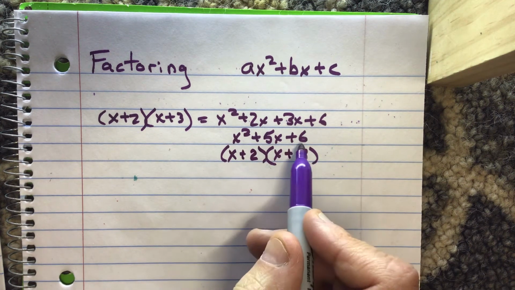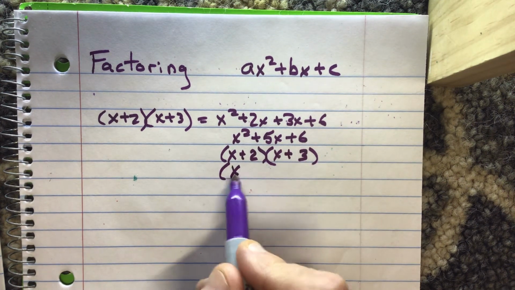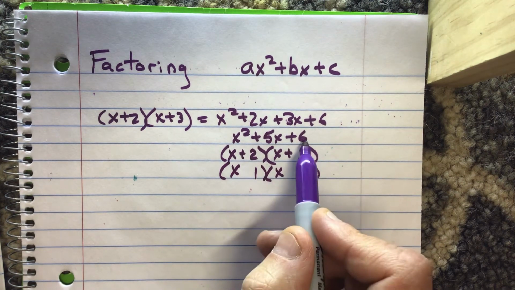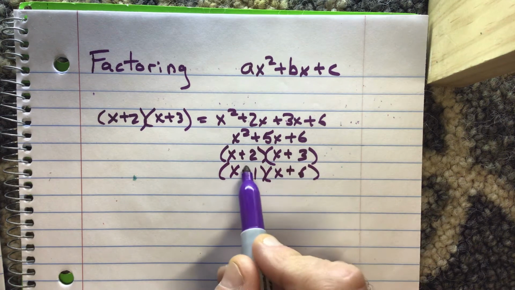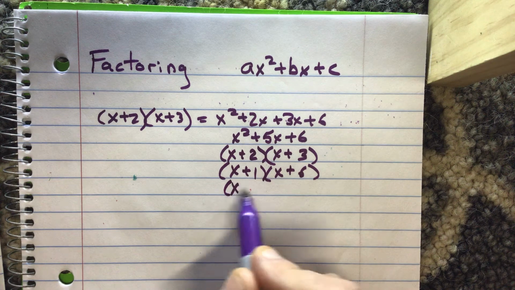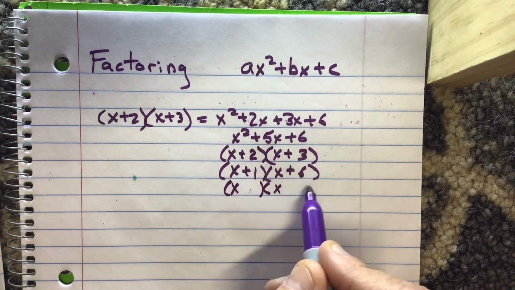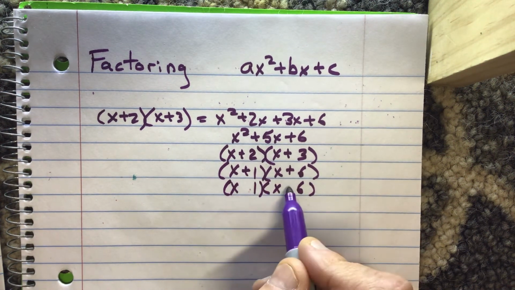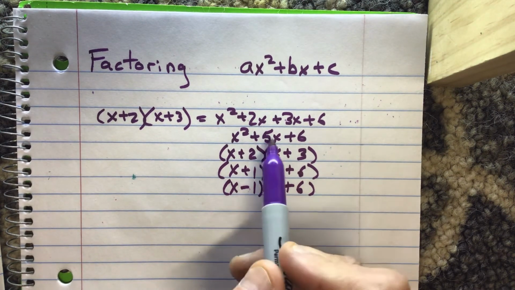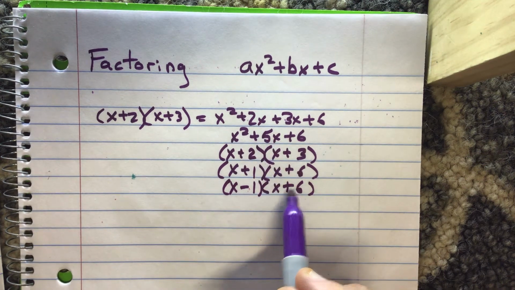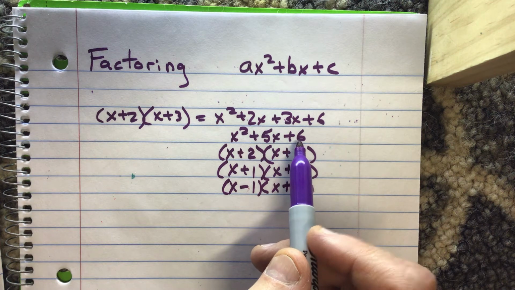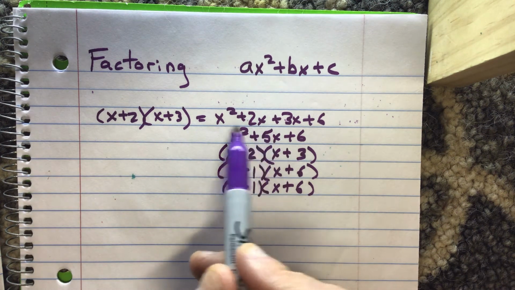We know that in order to make 6, we also could have had 1 times 6, because 1 times 6 also makes 6. But when you add them, 6 plus 1 is 7. Had you tried something like 6 and 1, and said maybe this is positive and this is negative, because 6 minus 1 is 5, the problem is that 6 times negative 1 is not positive 6. So we're working backwards.